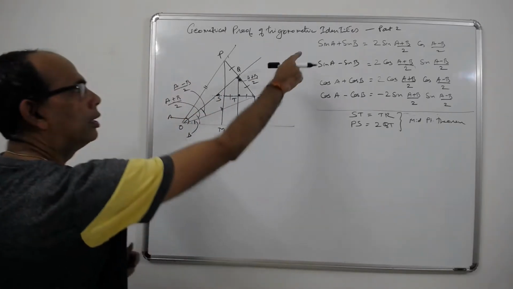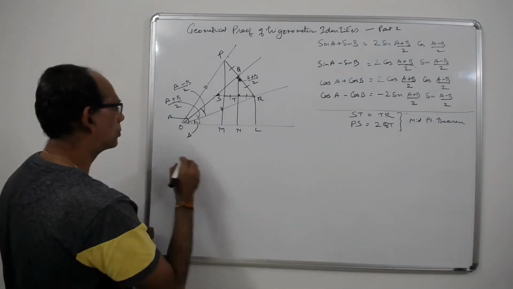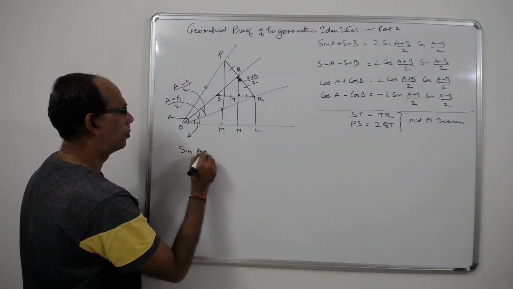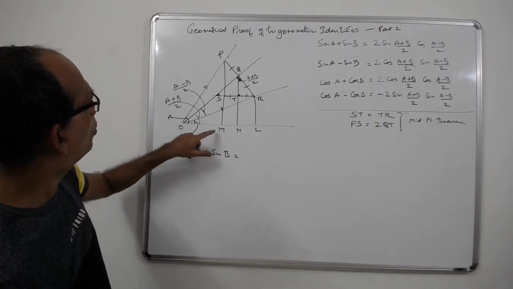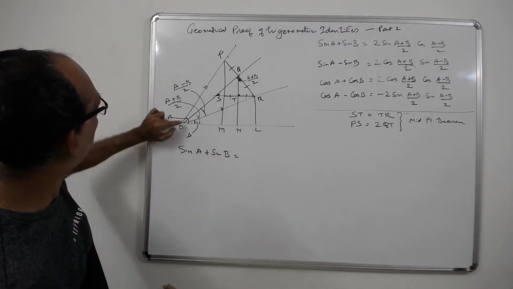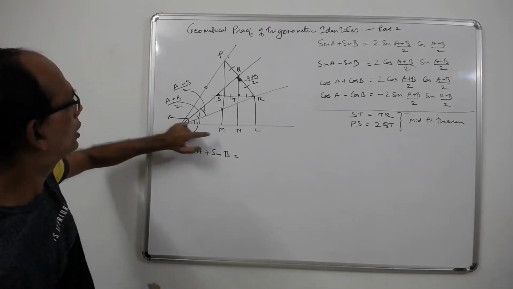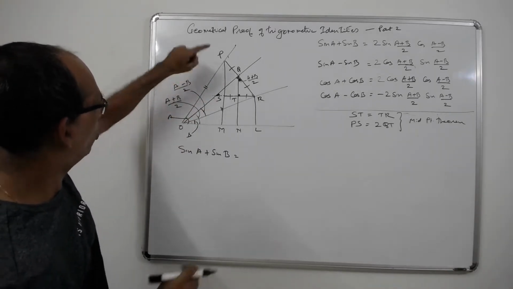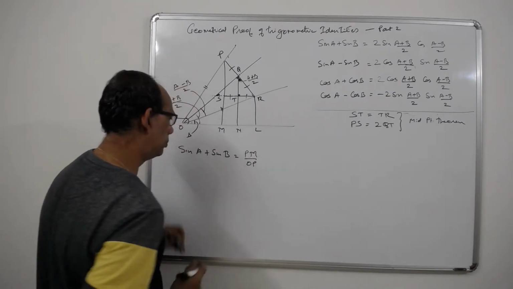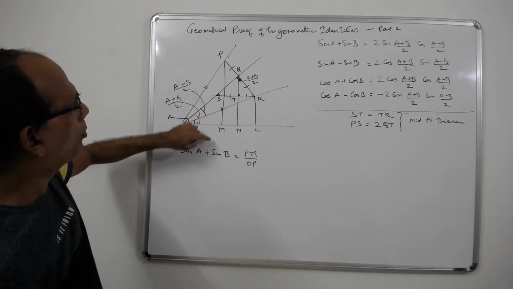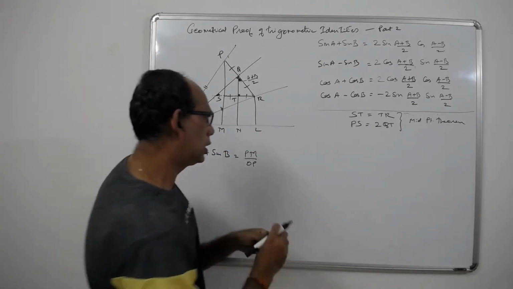Let's start with sin A plus sin B. What is sin A? Sin A is opposite upon hypotenuse. This is my big angle A, the bigger one. So it's PM upon OP. Now this PM, here I'll hold it. I'll tell you what is PM.